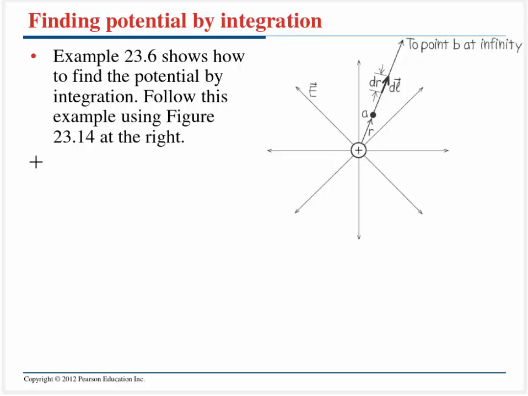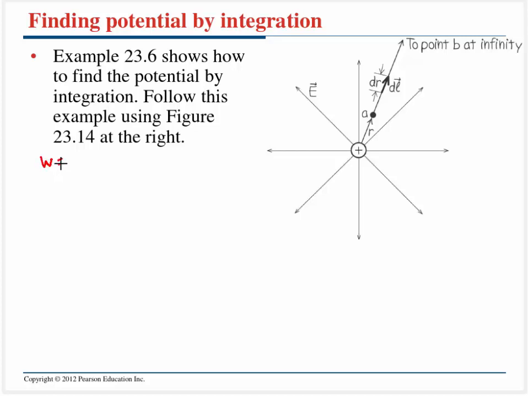So on the last slide we found the potential by adding up the potential, or the voltages, from various charges. Suppose we didn't know what the charges were, but we knew what the electric field is. It turns out we can also find the potential by integrating the electric field.